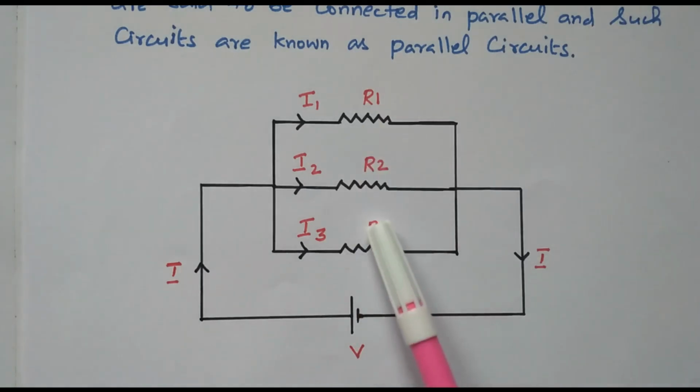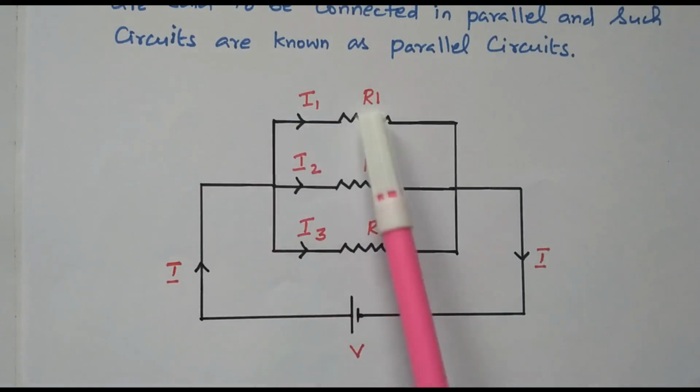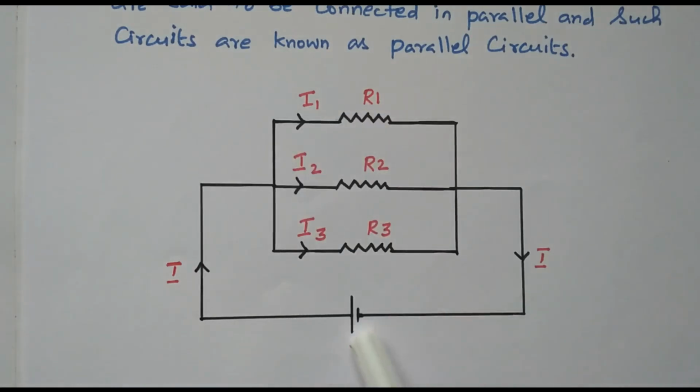So the parallel circuit means the current will be divided. The voltage will be same. The voltage across the three resistors is equal to V. The same V is available across R3, R2 and R1. But the current will divide. So in the series circuit, current will be same, voltage is divided. In parallel circuit, voltage will be equal, current is divided. So based on that, we are able to understand whether it is a series connected or parallel connected.